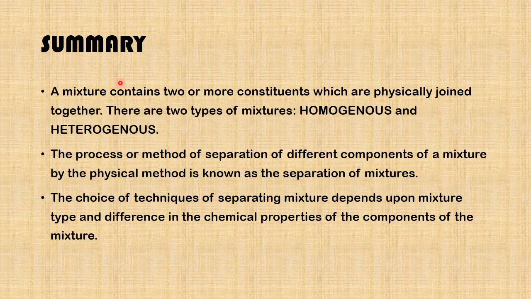So that brings us to the end of our lesson for today. Let's take a quick look at the summary. A mixture contains two or more constituents which are physically joined together. There are two types of mixtures, homogeneous and heterogeneous. The process or method of separation of different components of a mixture by a physical method is known as separation of mixture. The choice of technique of separating a mixture depends upon the mixture type and the difference in the properties of the components of the mixture.